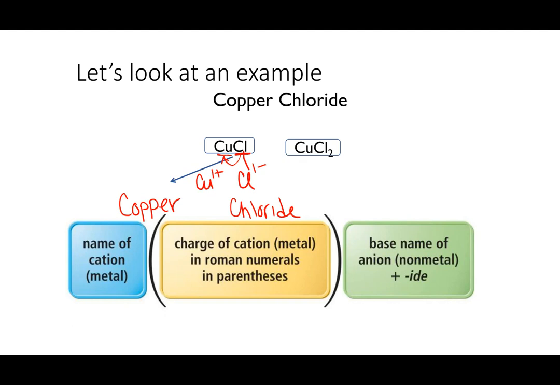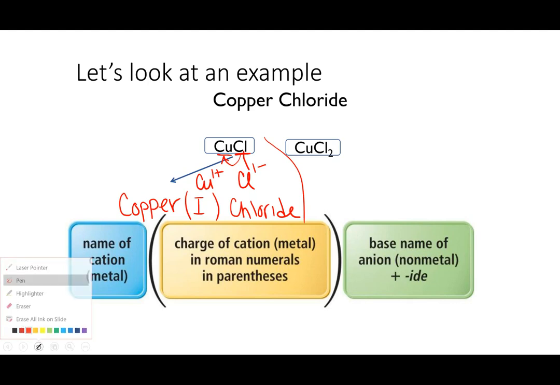And because copper is a transition metal, I have to tell the viewer what the charge is. So in parentheses, I'm going to say, hey, by the way, this is a +1 charge. The way that we would read this is copper(I) chloride. Okay. So let's do this other one over here.